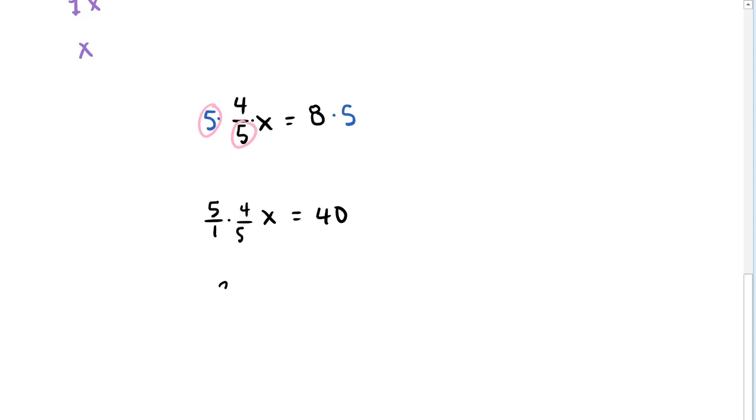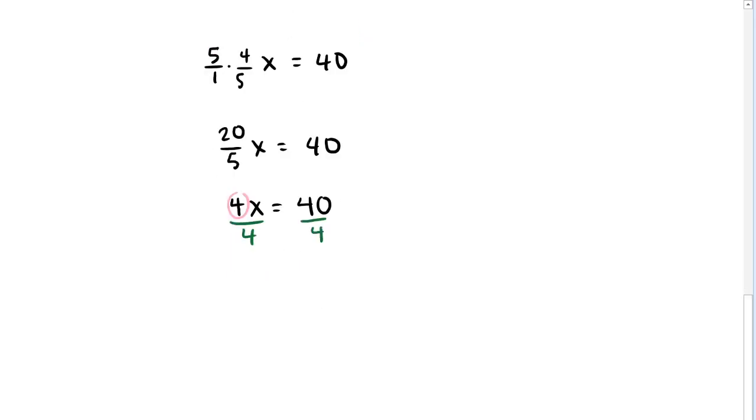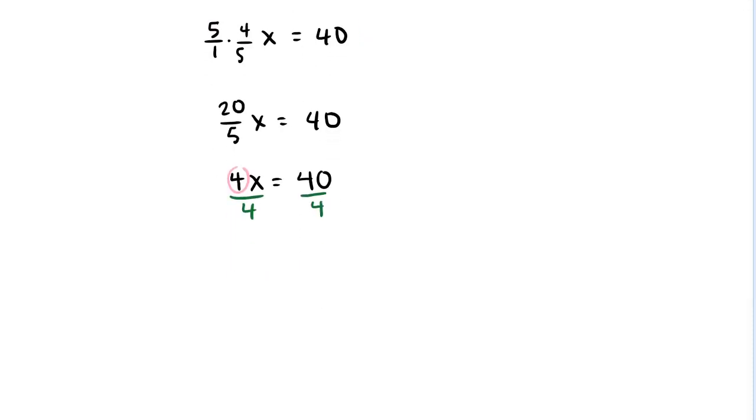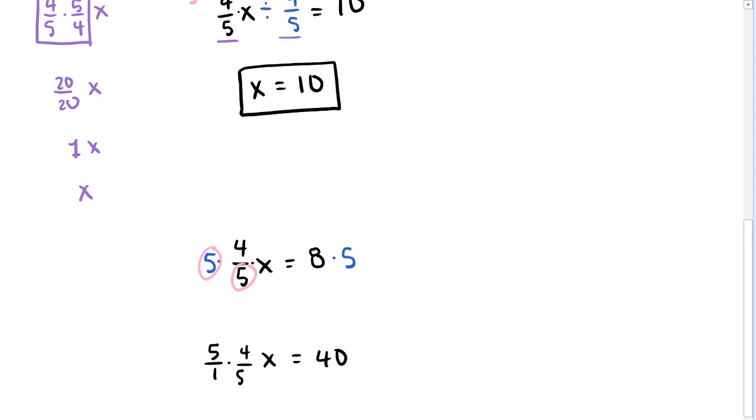Well here, this would give us 20 over 5 x is equal to 40, and 20 divided by 5 is just 4. 4x is equal to 40. And then we can undo this multiplication that came from the numerator of our fraction by dividing both sides by 4. Oops, I left out a 0 here. If I divide both sides by 4, taking x, multiplying it by 4, and then dividing it by 4 is going to give us x. And then taking 40 and dividing it by 4 is going to give us 10. So we get the same result either way, and earlier we got x is equal to 10.